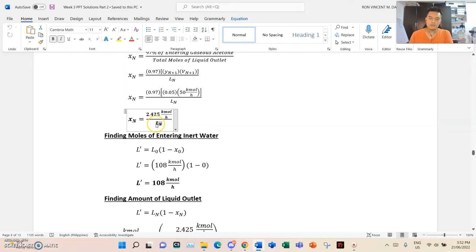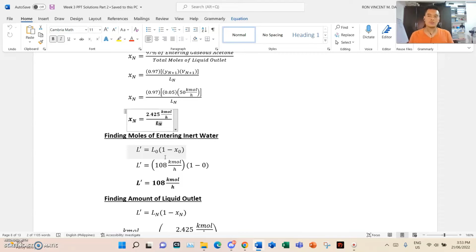And since we don't know the amount of liquid going out, or the outlet liquid, don't worry, because we can solve it by further calculation. So we need to find the moles of inert water. We will assume that water is inert, meaning it will not react in any way between air and acetone. It will act just as a carrier.